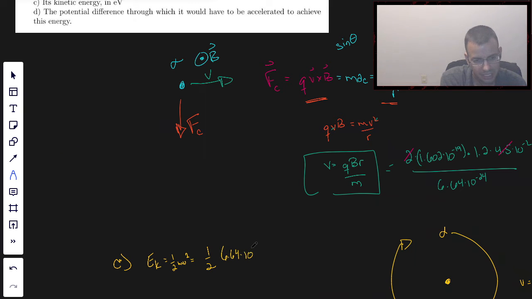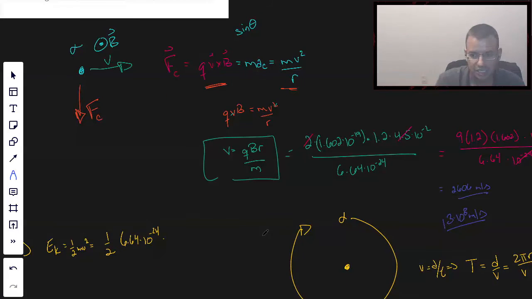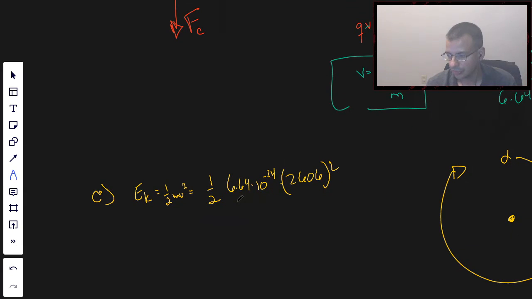6.64 times 10 to the negative 24th, times its velocity, which is 2606 squared. Okay, back to the calculator. We'll do 0.5 times 6.64 times 10 to the negative 24th times 2606 squared. Yep, that looks about right, and that gives us an answer that feels about right.